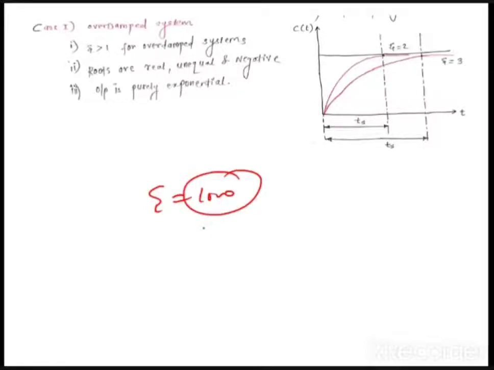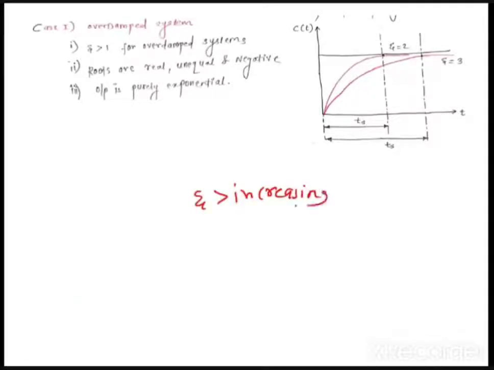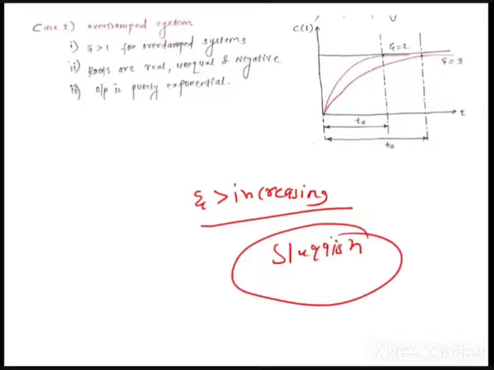Depending upon the application, depending upon the condition, you have to select the value of zeta, because as the value of zeta goes on increasing, the system becomes more and more sluggish. Sluggish means what? The system will resist more. Try to understand. The system will resist more. Okay.